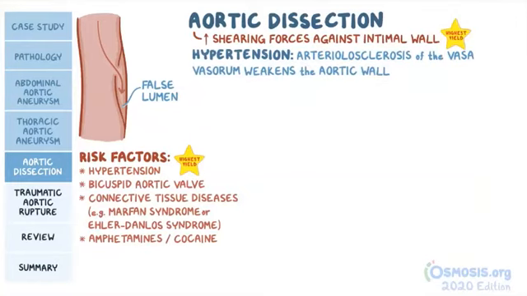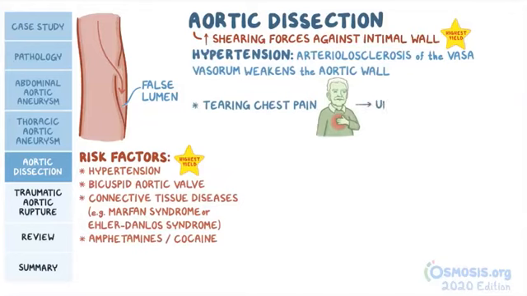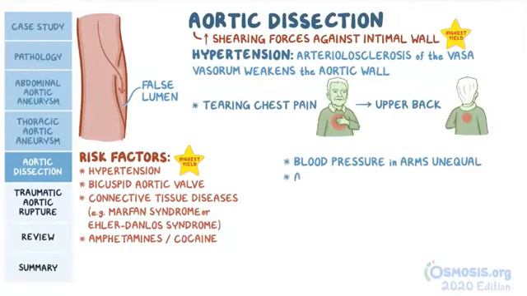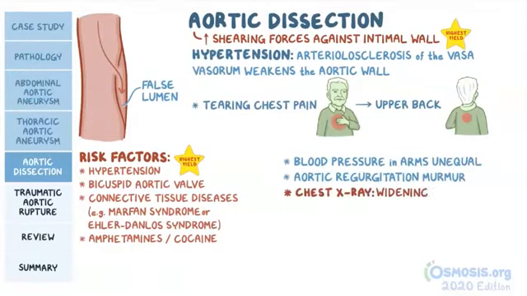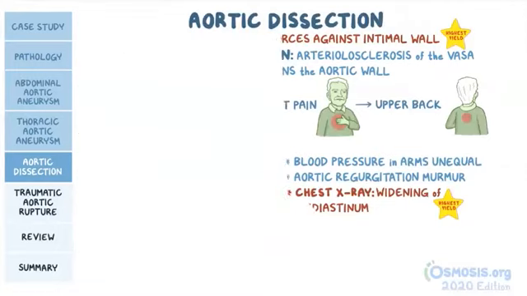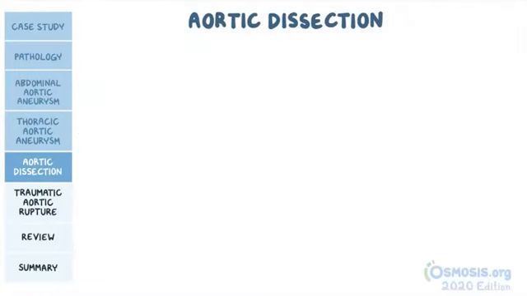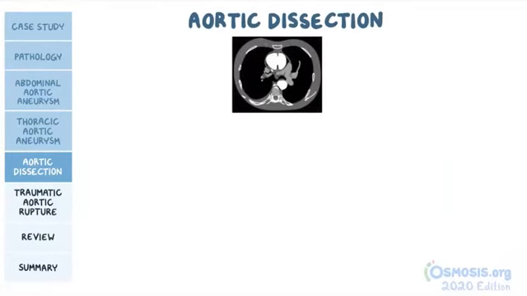Aortic dissection classically presents with sudden onset tearing chest pain that radiates to the upper back, between the scapula. On physical exam, the blood pressure in both arms may be unequal, and an aortic regurgitation murmur may be heard. A chest x-ray shows widening of the mediastinum, which is a helpful clue, but it's not a specific sign for aortic dissection. The diagnosis is usually confirmed with a CT scan, which shows a true and a false lumen.